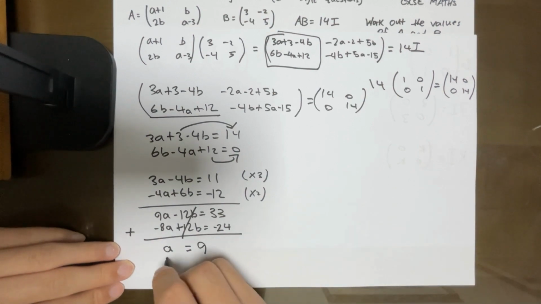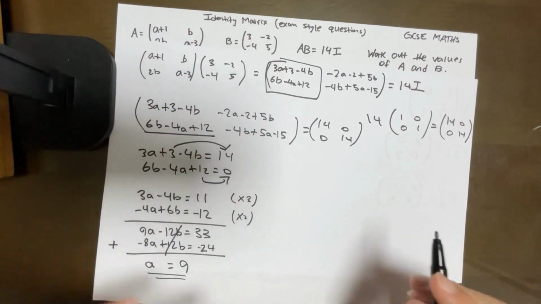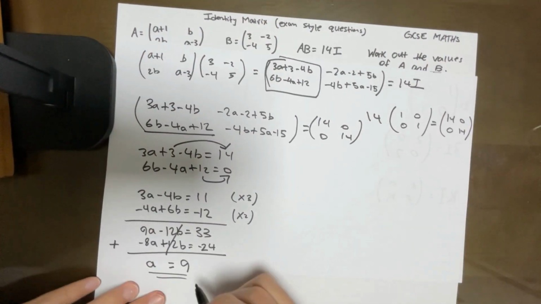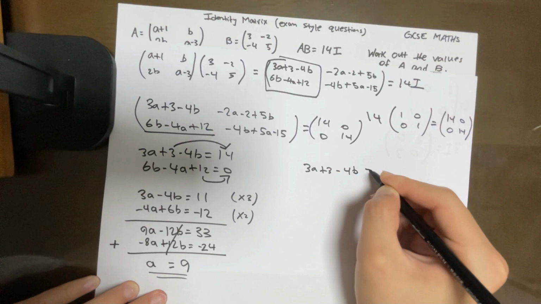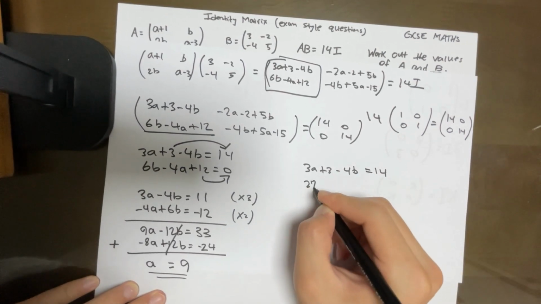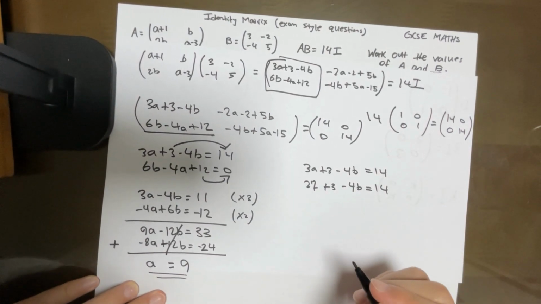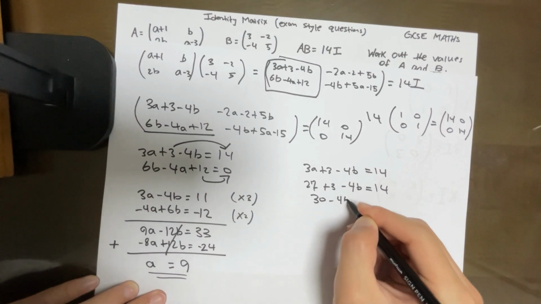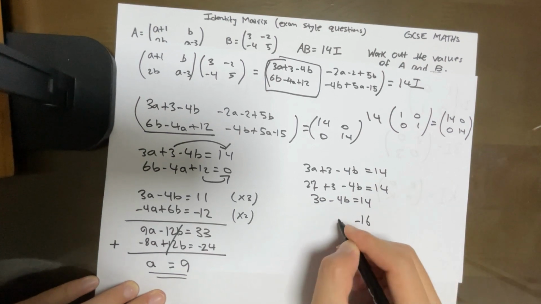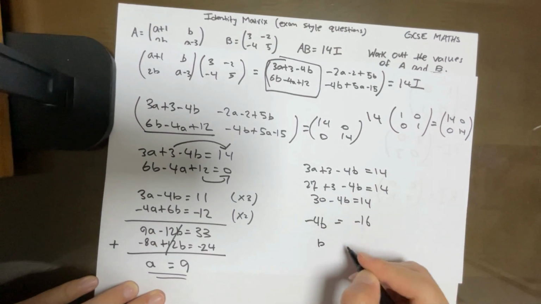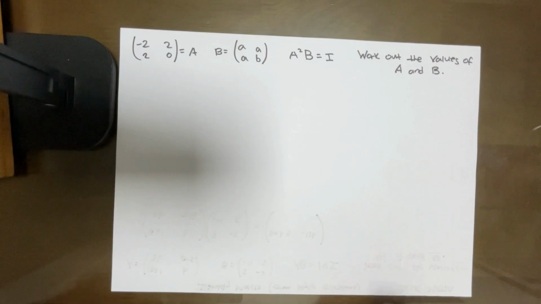So now we know that a is 9, and we need to find the value of b too. So if we substitute a equals 9 into our original equation of 3a+3-4b equals 14, that should mean 27+3-4b equals 14. This simplifies to 30-4b equals 14. If we minus 30 on both sides, that gives us negative 16 is equal to negative 4b. And if we divide by minus 4 on both sides, that gives us b equals 4. So a is 9 and b is 4.